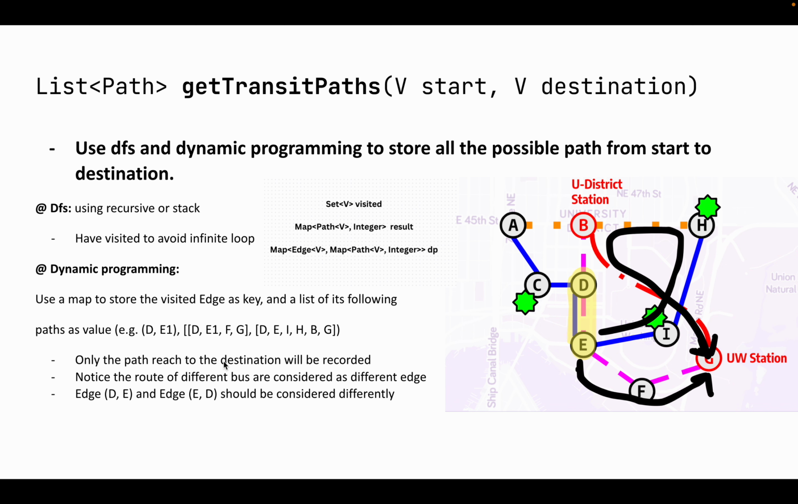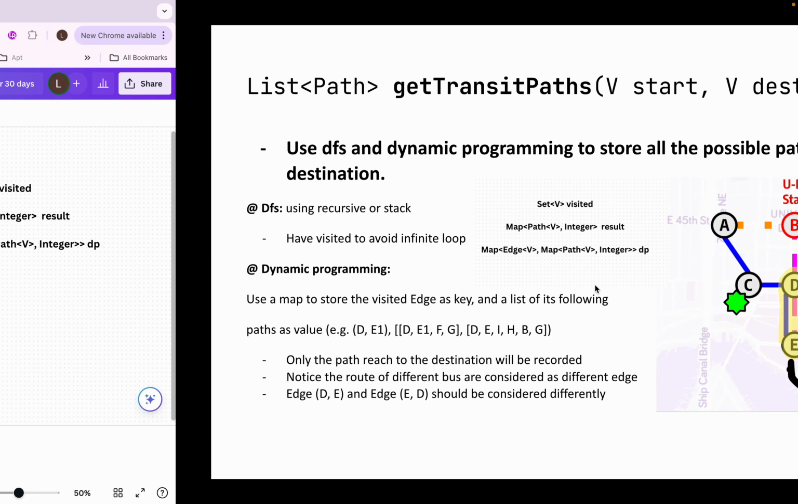There's a point to be noticed: the edges are bidirectional, which means the edges from D to E and from E to D are different. This is helpful for dynamic programming because if edge D to E has been memorized, and next time you go from E to D, you will get a wrong path if D to E and E to D are considered the same path. And I will show you how this algorithm works.